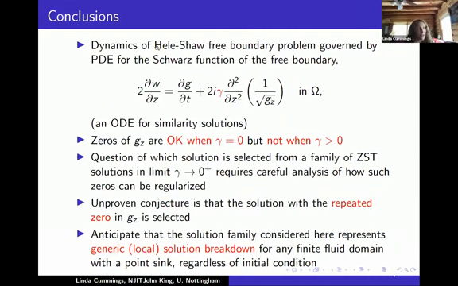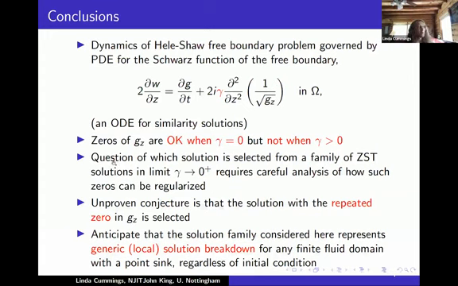The dynamics of the Hele-Shaw free boundary problem are governed by this partial differential equation for the Schwarz function of the free boundary. The derivative of the complex potential is related to the Schwarz function of the free boundary, not only on the free boundary, but everywhere in the fluid domain. This equation simplifies when you have a family of similarity solutions, so it's somewhat simpler to study. When you look at this governing equation, it's clear that zeros of the derivative of the Schwarz function are fine when surface tension is 0, but they are certainly not fine whenever surface tension is positive.